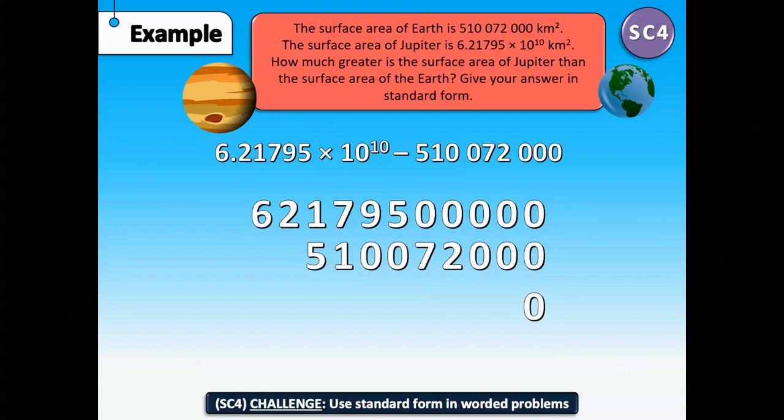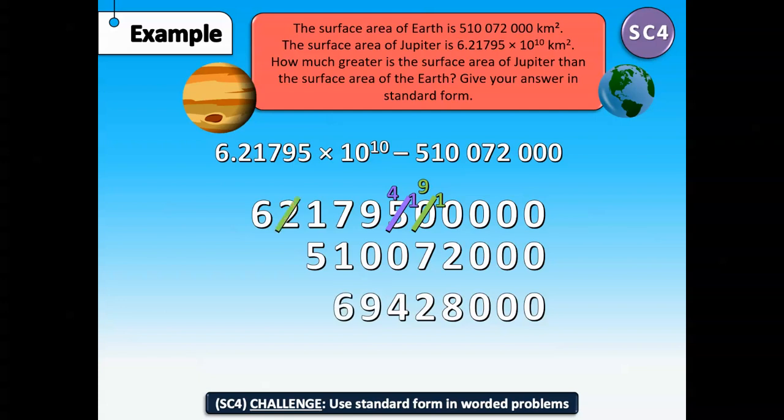0 take away 0 is 0. 0 take away 0 is 0. 0 take away 0. Now 0 take away 2 we can't do, so we're going to need to borrow. And take away 2 is 8. 9 take away 7 is 2. 4 take away 0 is 4. 9 take away 0 is 9. 7 take away 1 is 6.